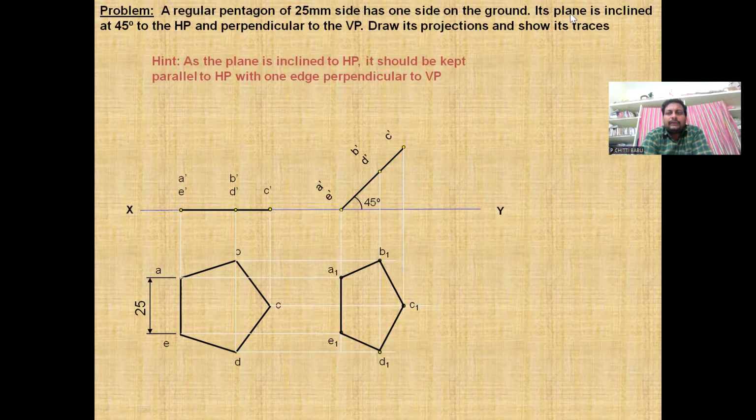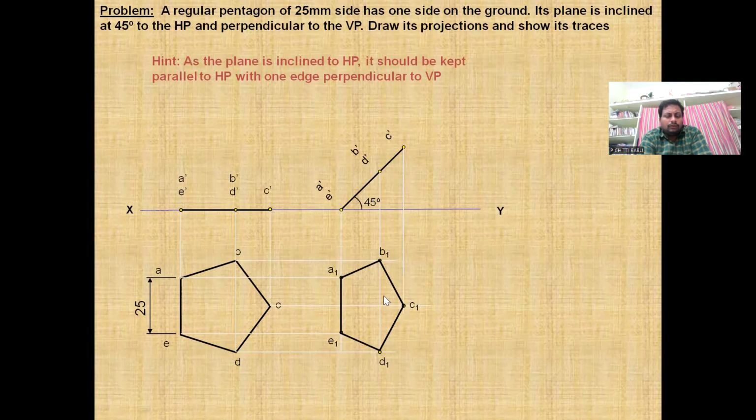Then the plane is inclined at 45 degrees to the HP. So this line will be inclined at 45 degrees. The inclination will appear in the vertical plane. Then you need to project all the lines. Simply drop the perpendicular lines vertically, and similarly draw the horizontal projection lines. Locate the intersect points A to A, B to B, E to E, C to C, D to D. Locate all the points and join them with lines. Then we get the required reduced pentagon.